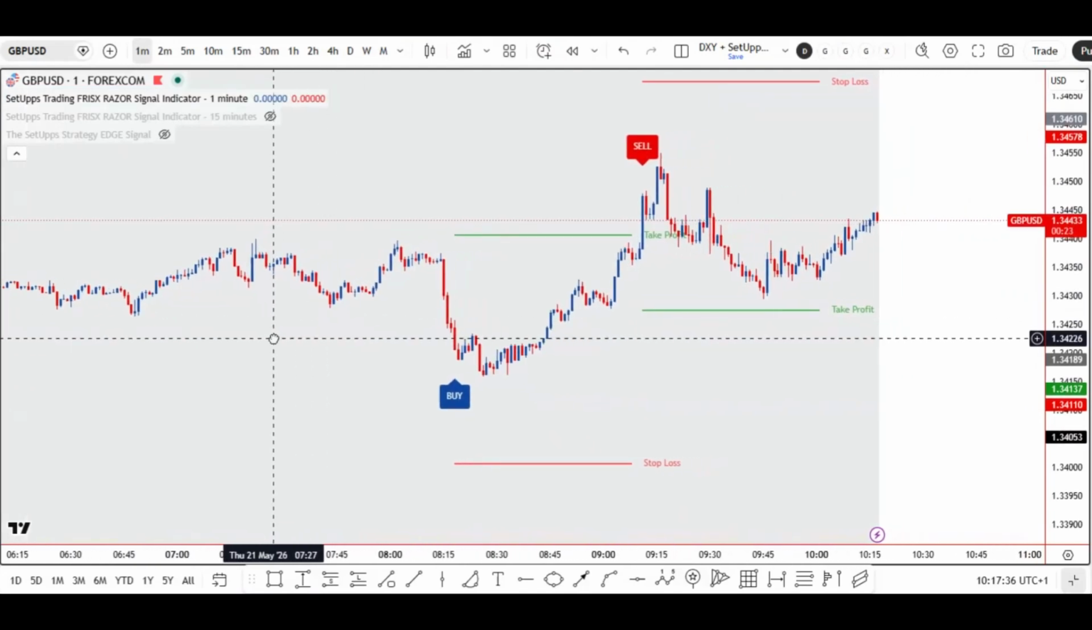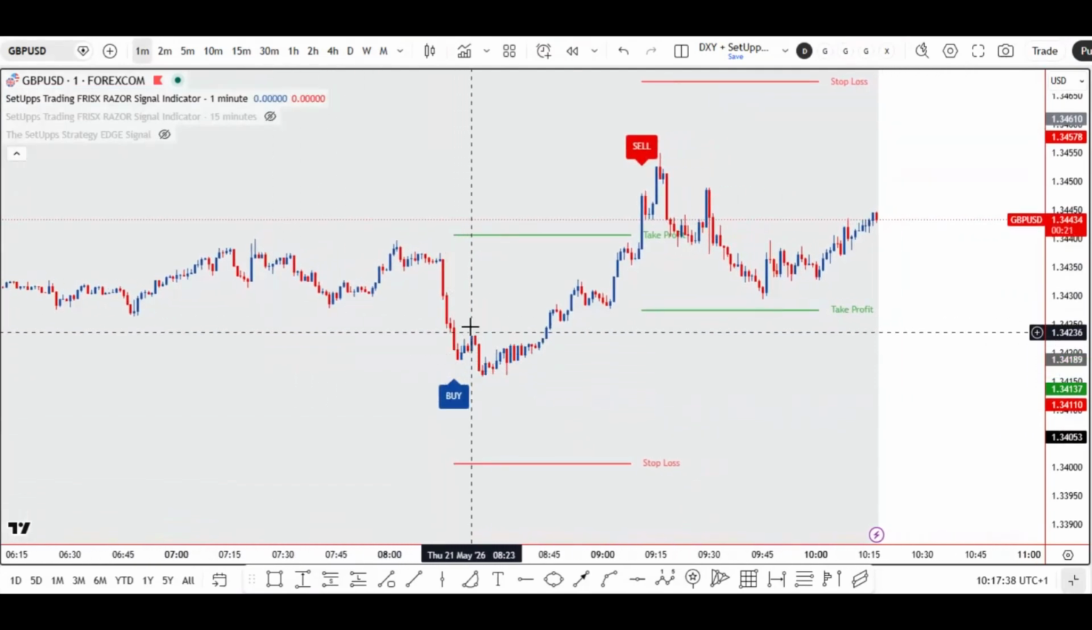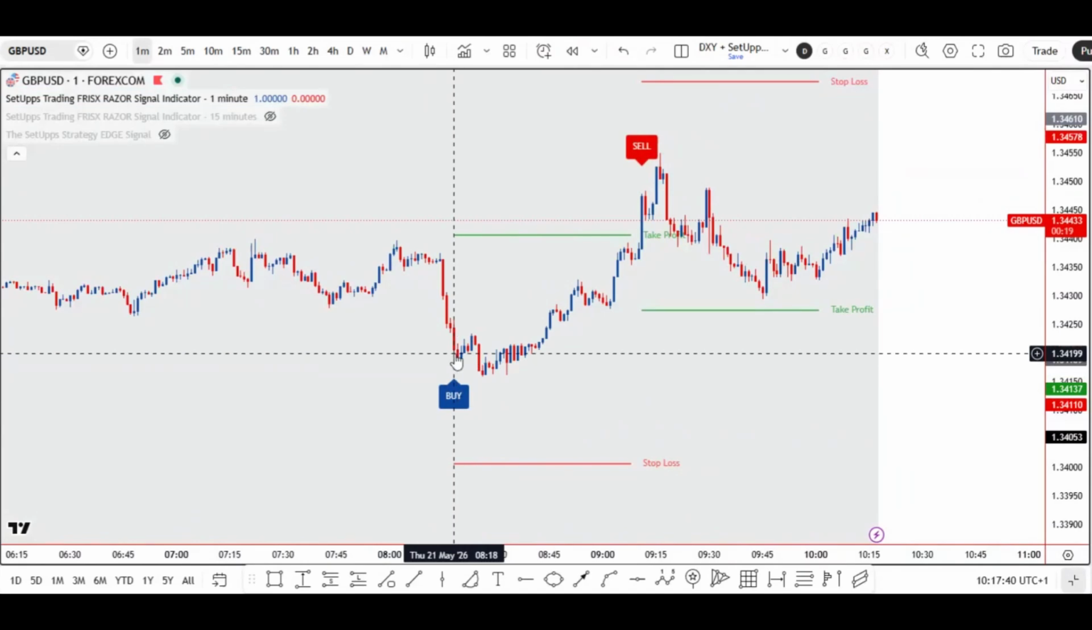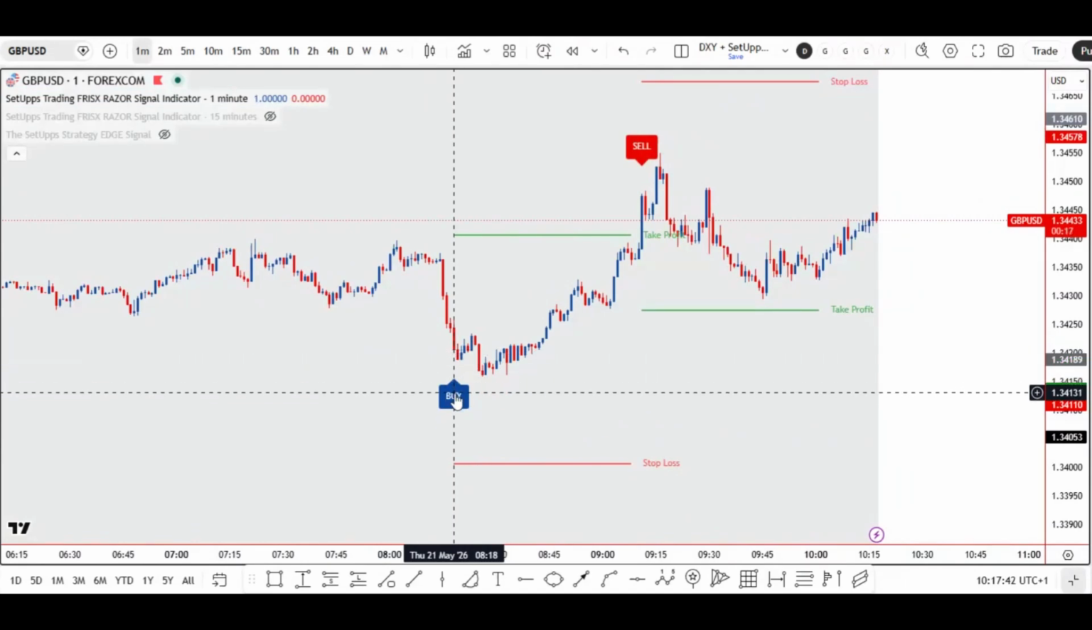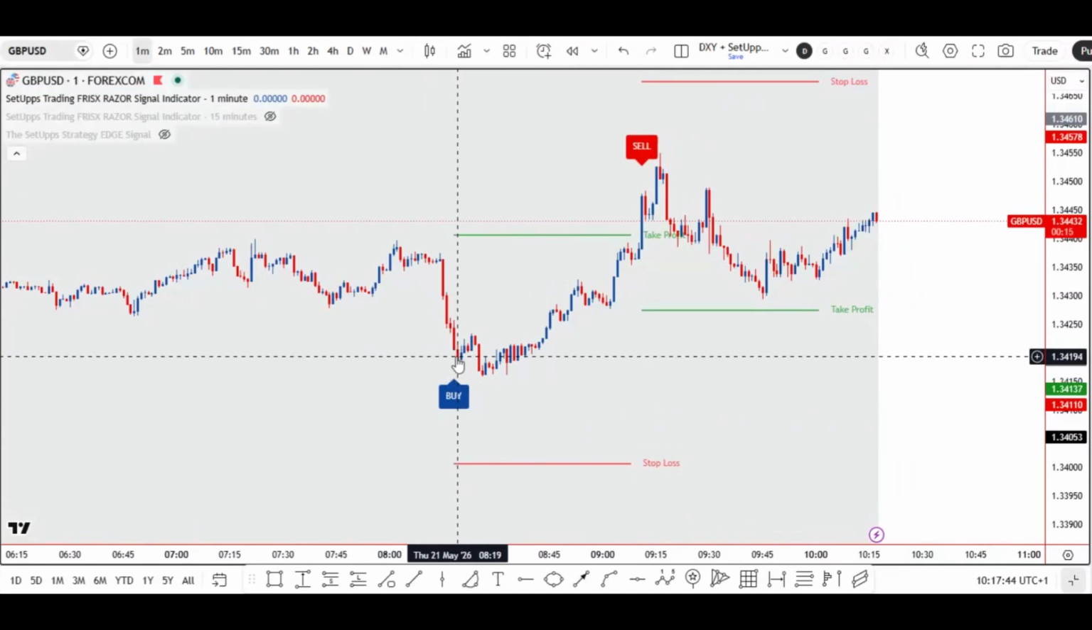Now, this is in place. Obviously it's triggered a buy, as you can see, it's triggered a buy. It always triggers at the close of candle, so it does not reprint. This signal does not reprint.